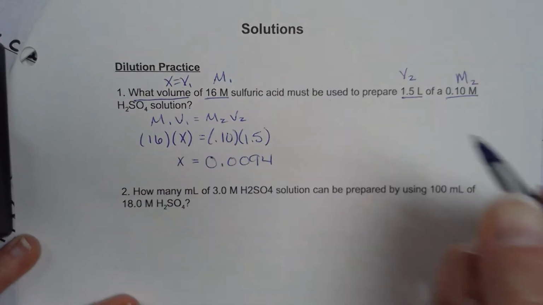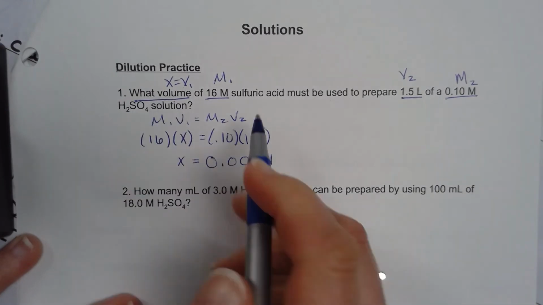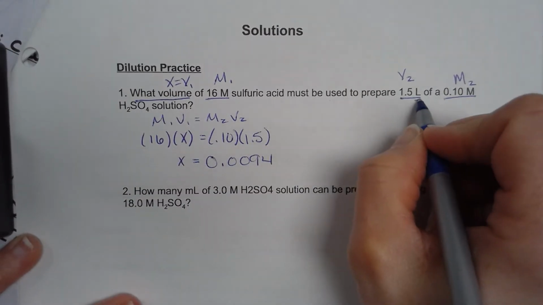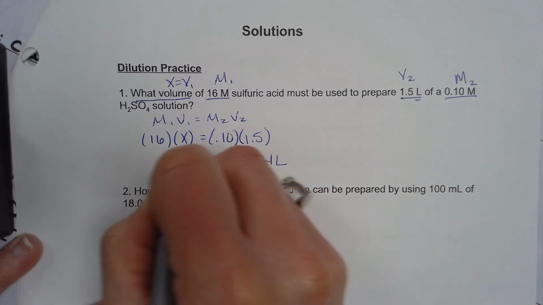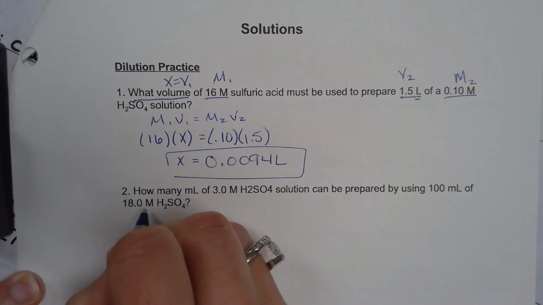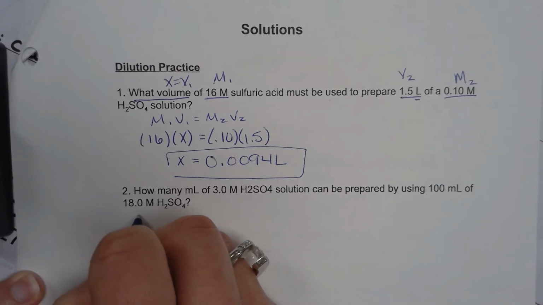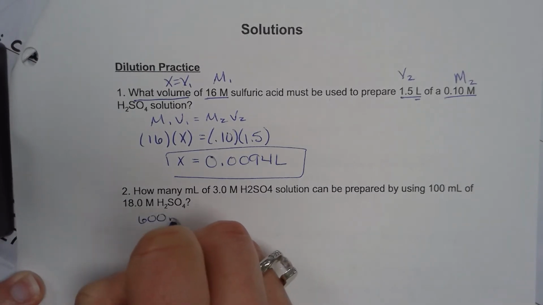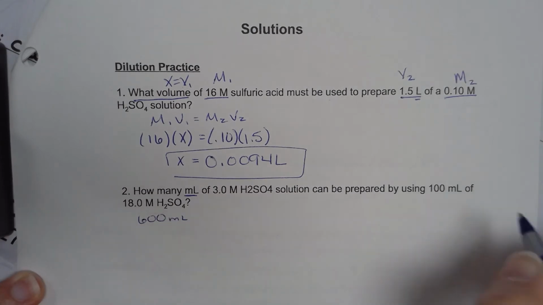0.0094. In our units, it says what volume. Well, I have to look at my units over here. It says liters. Now when you go through, I want you to do number 2. The answer to number 2 at the end, what you should get to, is 600 milliliters because it's asking for milliliters, and this unit is in milliliters.